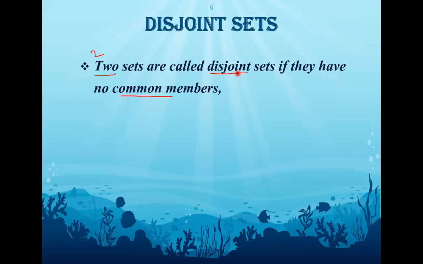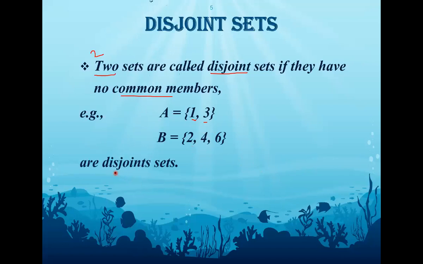In equal sets, the number and type of elements should be equal, and in disjoint sets, if none of the elements is the same, you will say that the given set is a disjoint set. As you can see here, this is set A which has elements 1 and 3, and in set B you have elements 2, 4, and 6. Now they have completely different elements, which means none of the elements is the same or common here. So you will say that sets A and B are called disjoint sets.